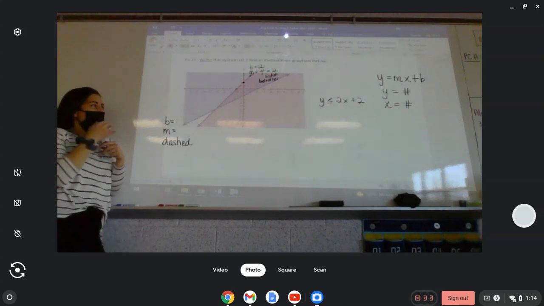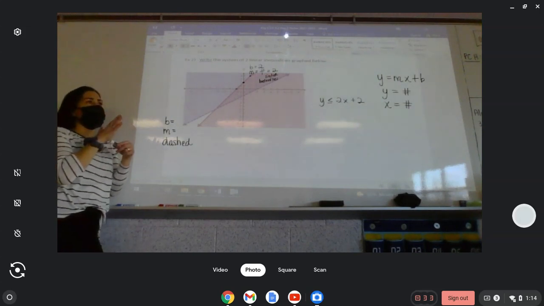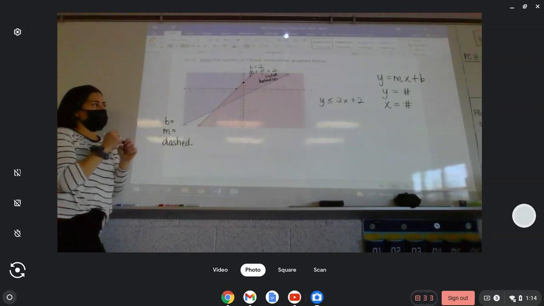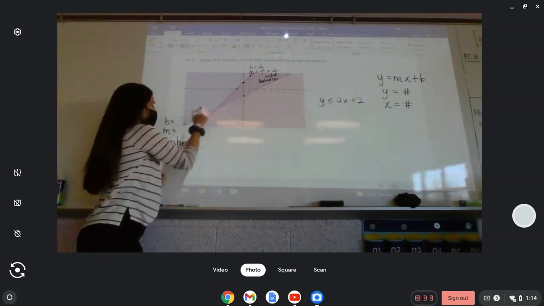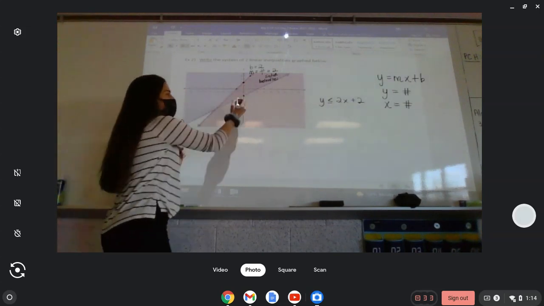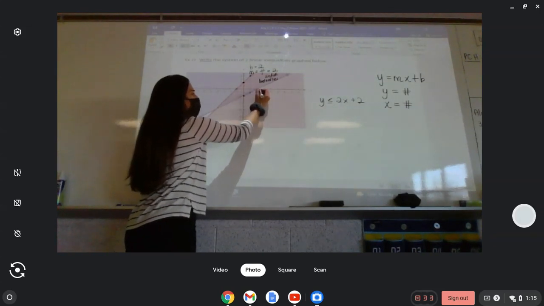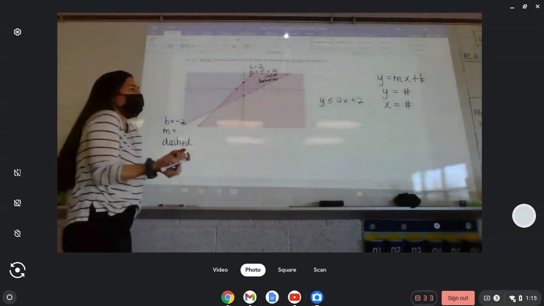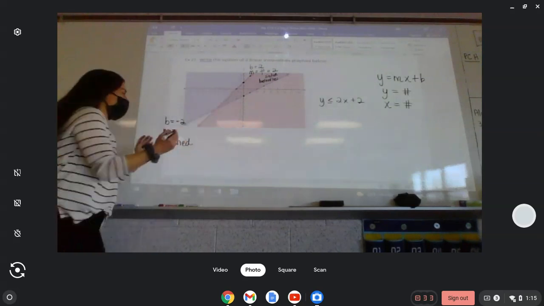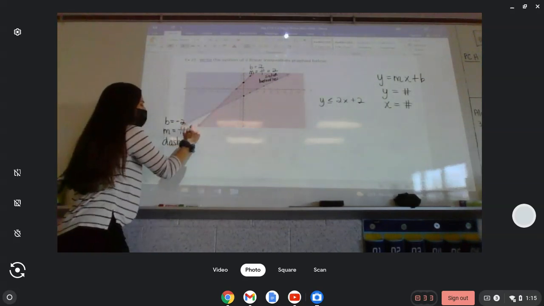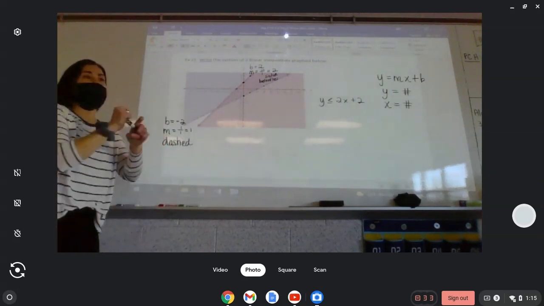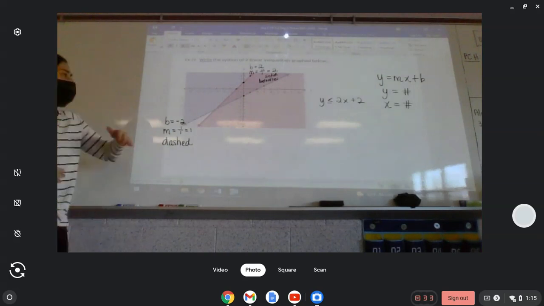I saw some good answers already. What was the blue line's y-intercept? -2, right there. The slope, well, -2, guys, if I go this way, it's like, oh, boom, boom, boom, boom. What was the slope? 1/1, right? It went up 1 and right 1, so the slope is 1. It's dashed. Now let's figure out if they shaded above or below.